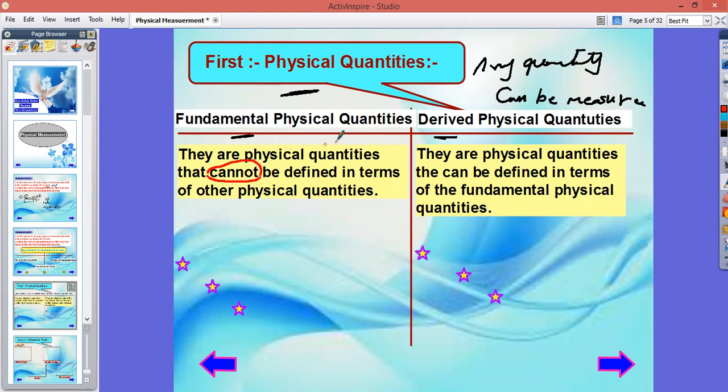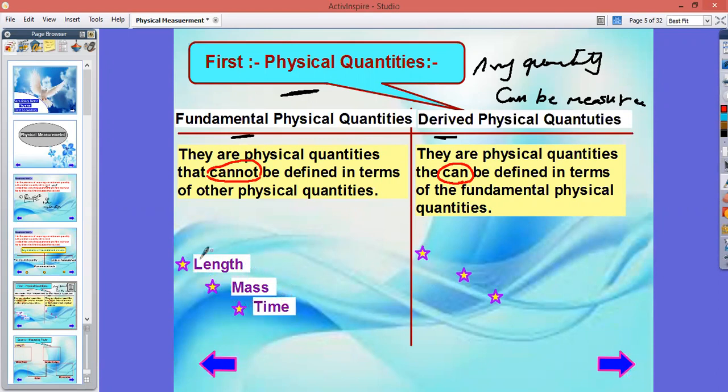Okay, so fundamental physical quantities are physical quantities that cannot be defined in terms of another physical quantity. What about derived? It is the opposite. They are physical quantities that can be defined in terms of the fundamental physical quantities. It depends on another physical quantity. Okay, so now can you give me an example for fundamental quantity and derived quantity? Of course, fundamental physical quantities such as mass, length, and time.